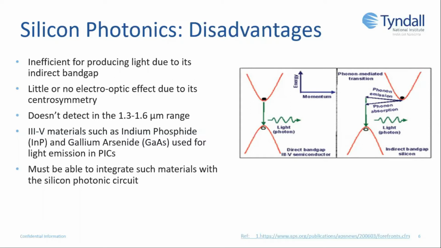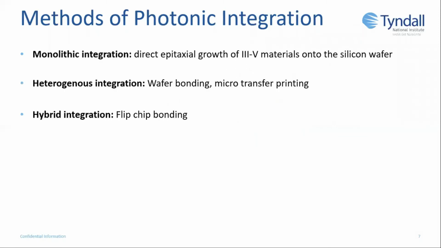So this is where photonic integration is really important. In order to have a multifunctioning PIC while exploiting the advantages of silicon, it's important that we're able to integrate different materials with the silicon photonic circuit. There are three headings that photonic integration methods fall under: monolithic integration, heterogeneous integration, and hybrid integration. In the following slides, I will be outlining these headings and the examples of these methods that are currently used in fabricating PICs.